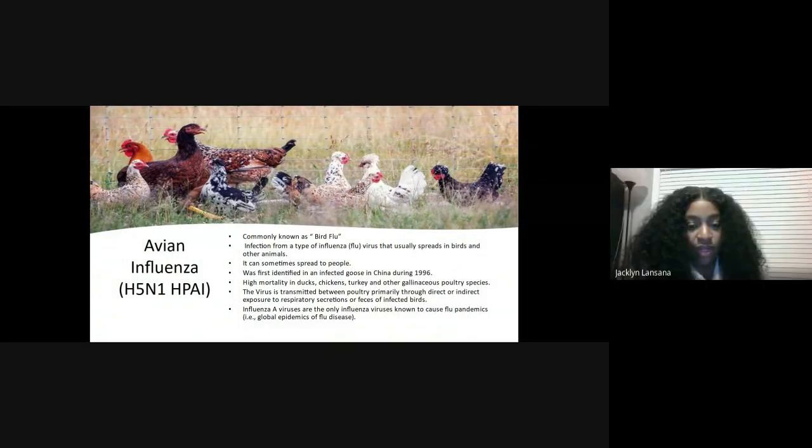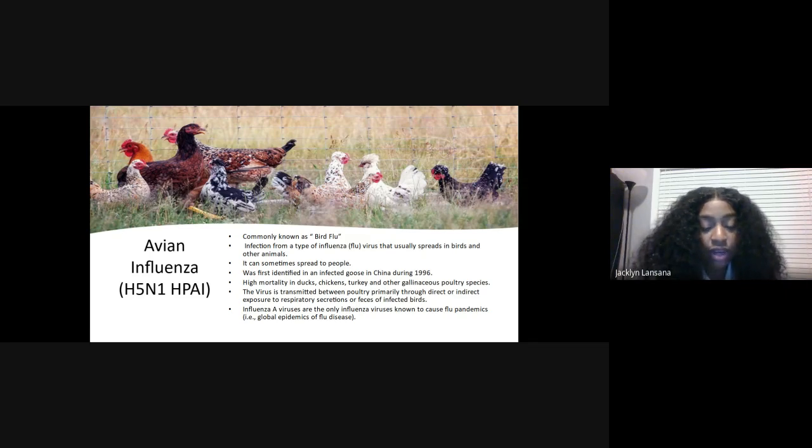Avian influenza is a viral infection that spreads in birds, cows, and other animals. It is commonly known as bird flu, and it can sometimes spread to people. It was first identified in China in 1996 from an infected goose that led to a high mortality in three chicken farms in Hong Kong.